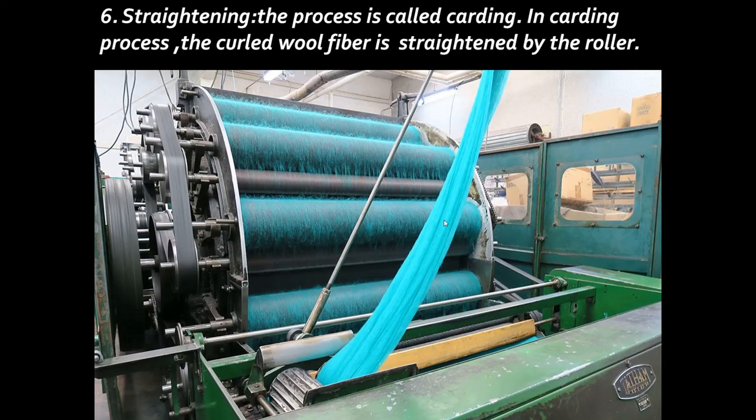The next step is straightening. The dyed fiber should be straightened. This process is also called carding. After dyeing, the wool will be curled. So this curled wool fiber is straightened by allowing it to pass through a series of rollers. This process of straightening of woolen fiber is called straightening.